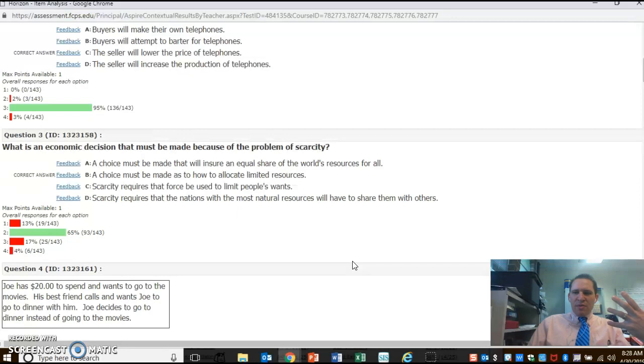When you have scarcity, remember what scarcity forces is a choice to be made because you can't have everything. Everything's limited. Because in this scenario, there's resources that are limited. So you need to make a choice in this scenario, and scarcity would cause that.